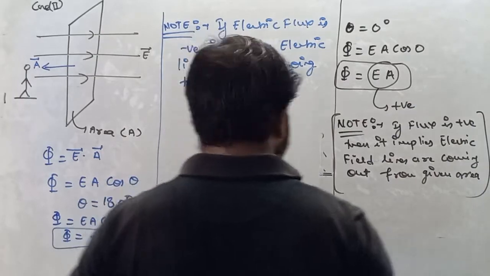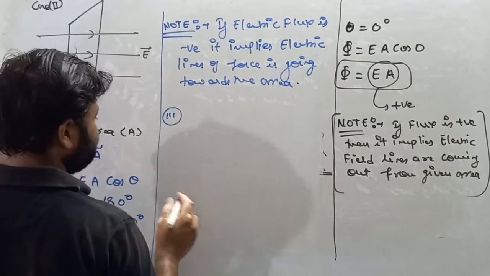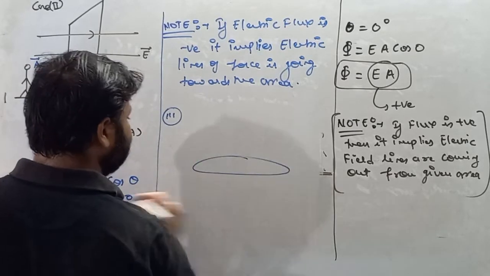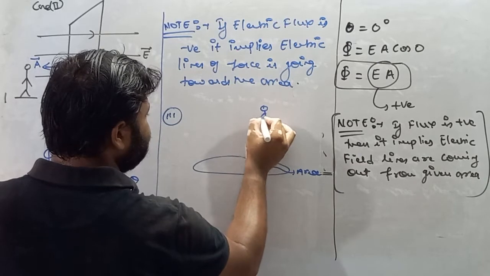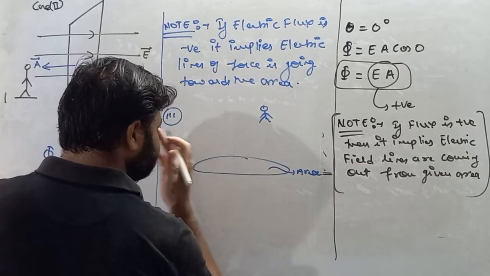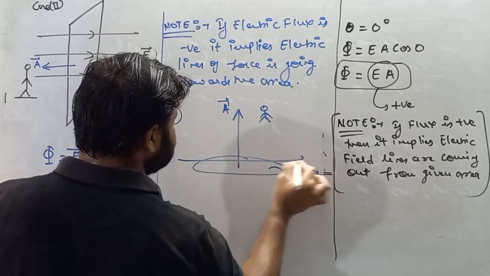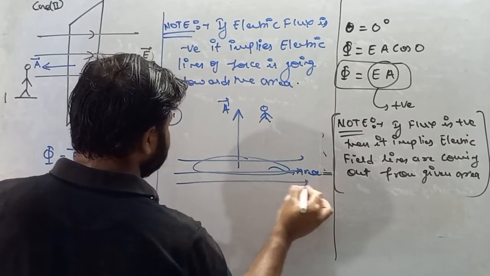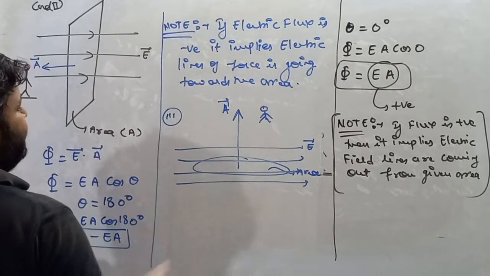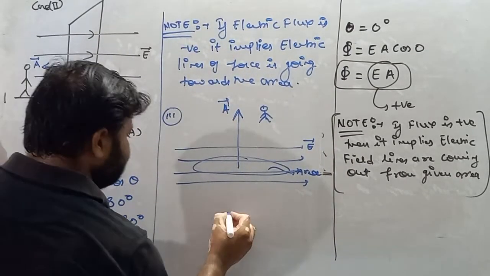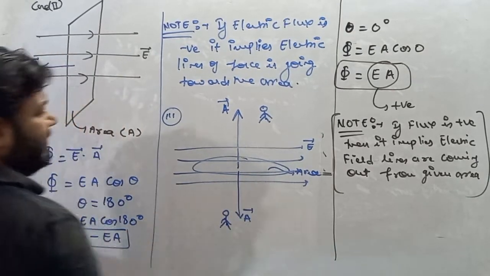Now we'll discuss case 3. Let's suppose we have this situation. Case 3 is, let's suppose this is our area and observer is present here. Now see my dear student, its area vector is like this, and let's suppose electric lines of force are passing like this. Now see, if you are seeing that area vector is upward, or let's suppose area vector is downward even, this is your area vector.